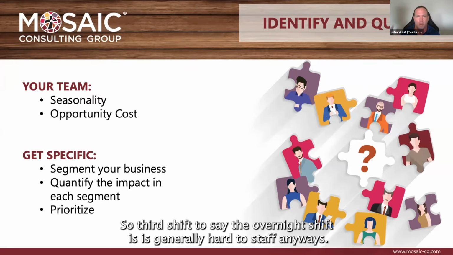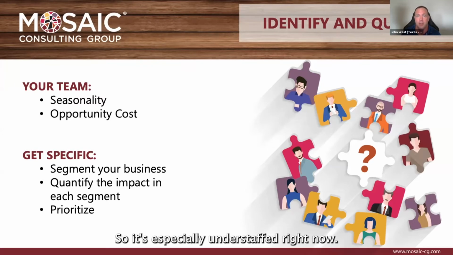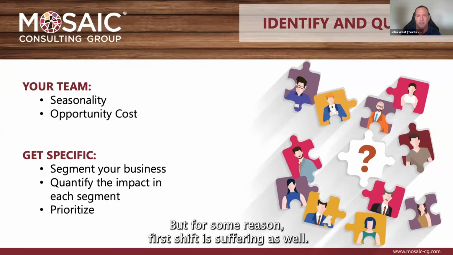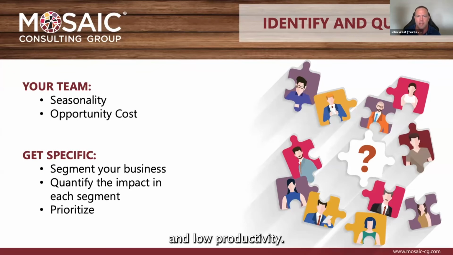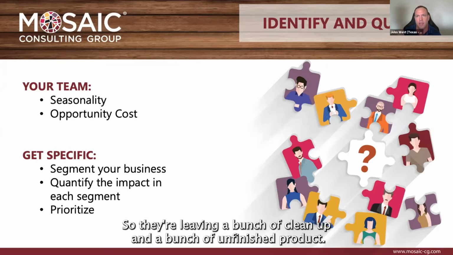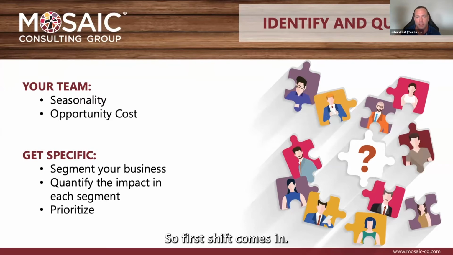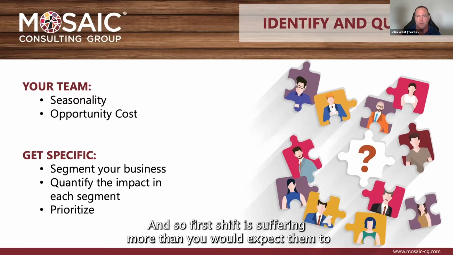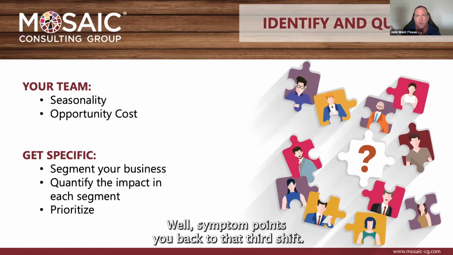So third shift, let's say the overnight shift, is generally hard to staff anyways, so it's especially understaffed right now. So you're going to be missing productivity in that third shift. But for some reason, first shift is suffering as well. You've got higher waste there, right? Product damage and low productivity. You think about how that starts occurring. Third shift is understaffed, so they're leaving a bunch of cleanup and a bunch of unfinished product. So first shift comes in, they have to make up for all that. And so then you start seeing fatigue creating a factor, right? And so first shift is suffering more than you would expect them to because they're not as understaffed as third shift. Well, the symptom points you back to that third shift.